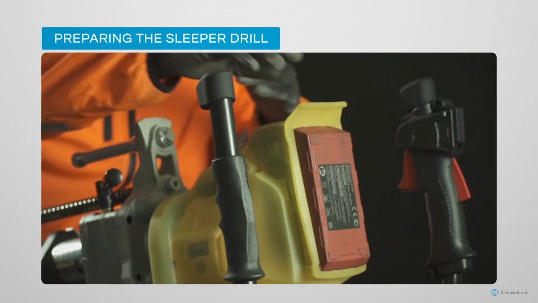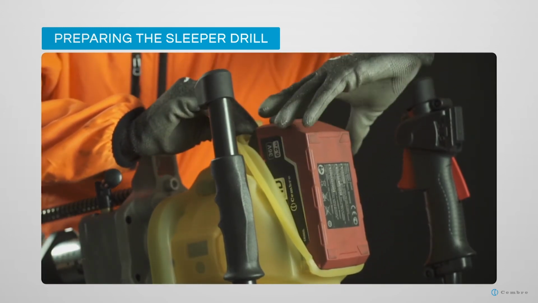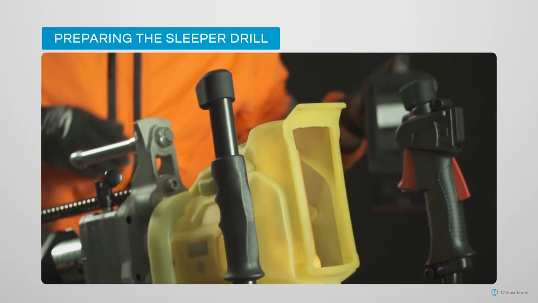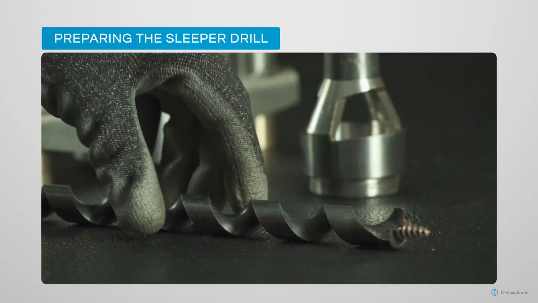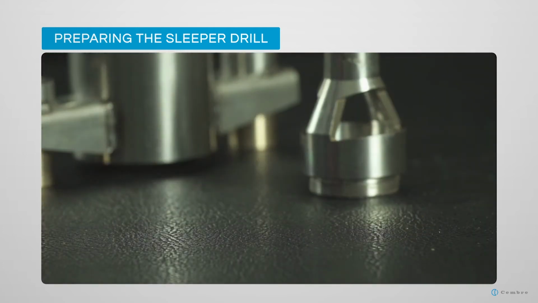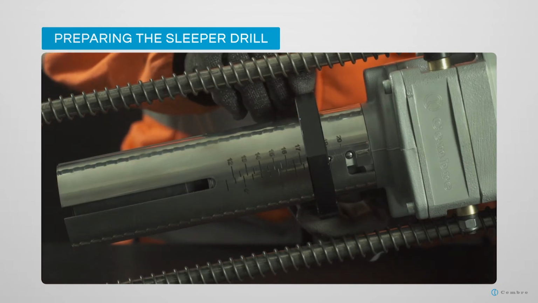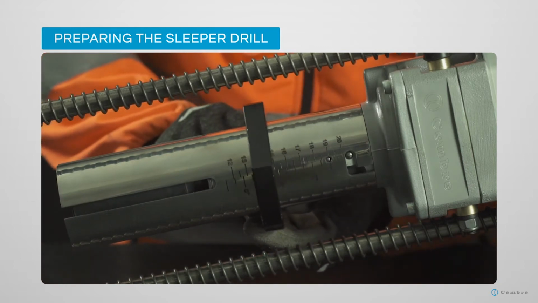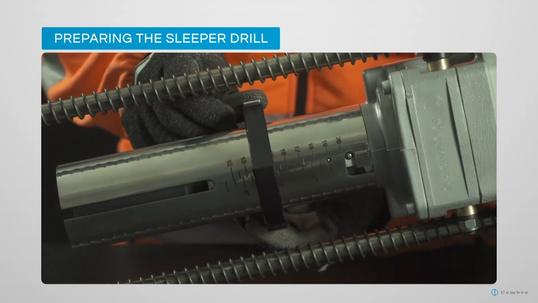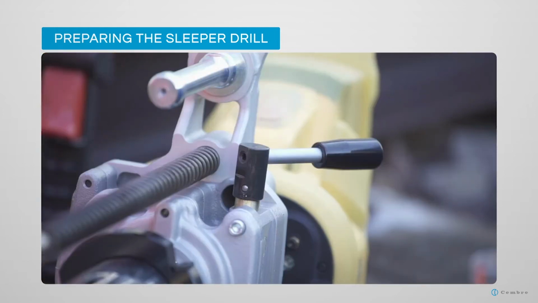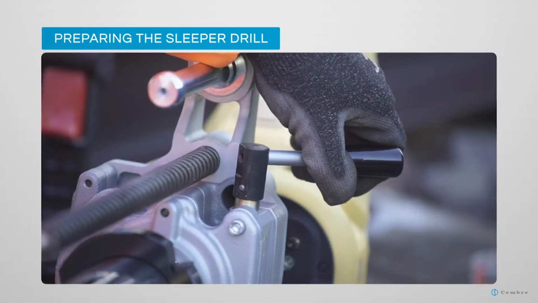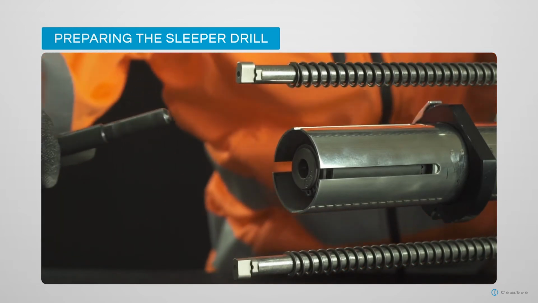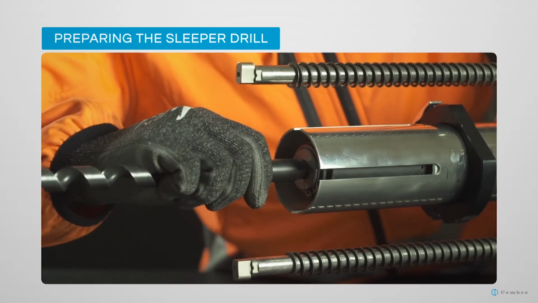When preparing the drill, ensure the battery is fully charged and in good condition. Set the depth gauge if precise depth is required. Press the quick release lever. Insert the auger and twist to lock into position, then release the quick release lever.